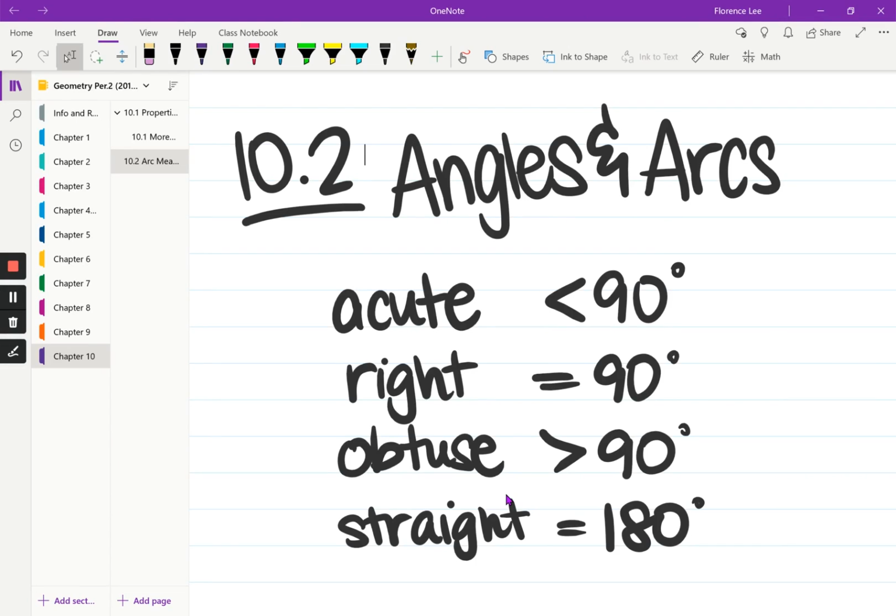All right, today we're going to start talking about the next section, which is chapter 10.2, all about angles and arcs. Before I get into new stuff with circles, I just want to remind you that we have the different types of angles: acute, right, obtuse, and straight angles, each that are either less than or equal to 90 degrees. And that's all going to come into play today. And we're going to see how angles can be related to arcs.